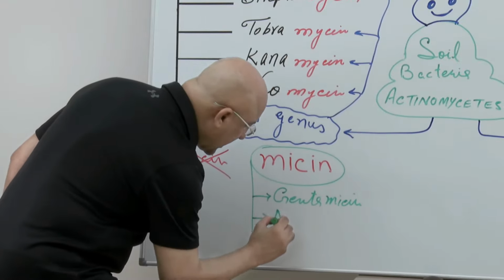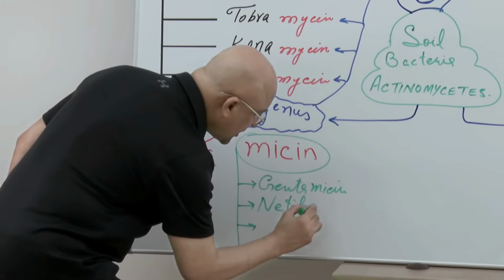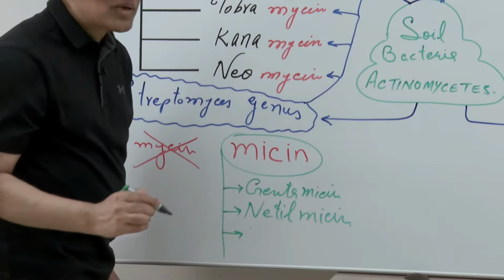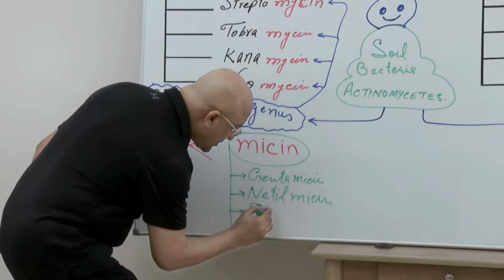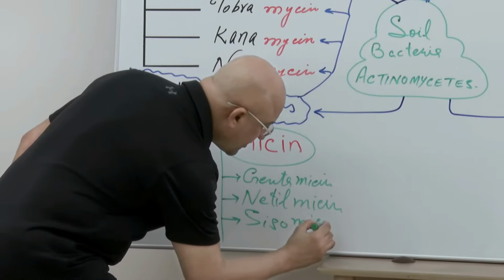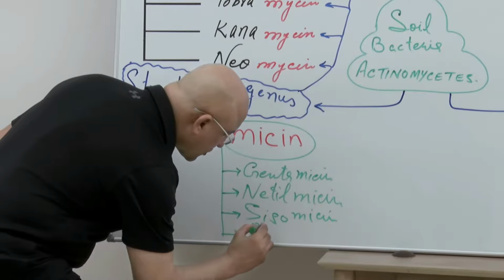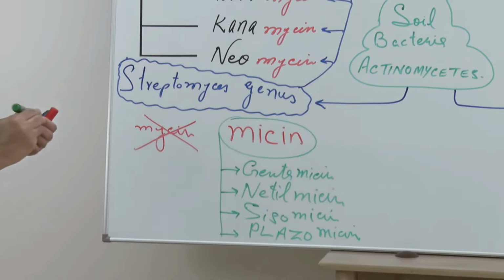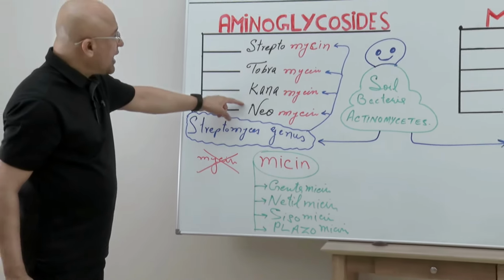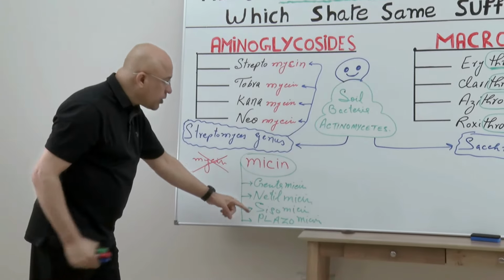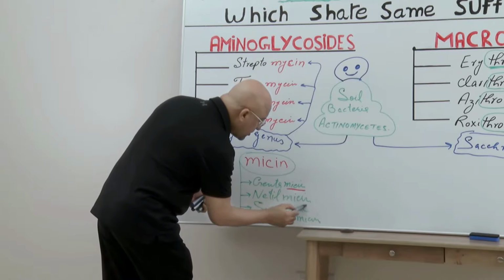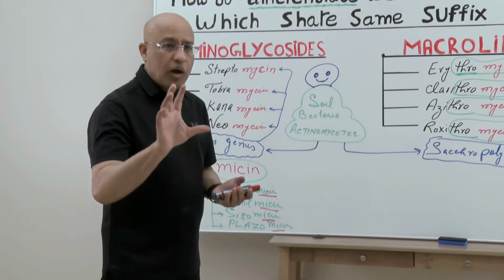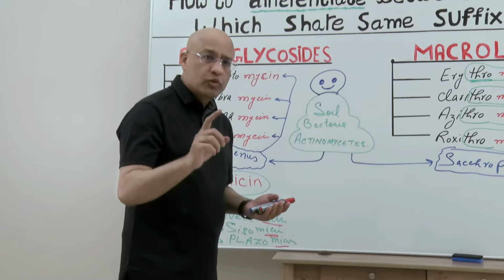Then there is netilmicin. And then there is sisomicin, and we can also put plazomicin. Now the question is, these are aminoglycosides ending up with micin, and those are also aminoglycosides ending up with mycin. Why is so? The answer is that it is about their source.